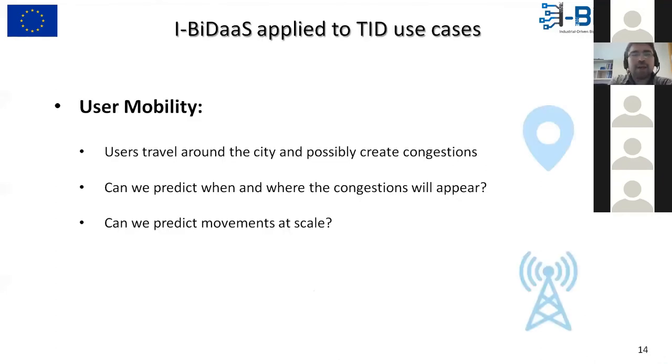Another use case that we have is the user mobility. So the context is that users travel around the city and possibly create congestions. And the idea is to predict when and where the congestions will appear. In other words, the question is, can we predict the movement at scale?